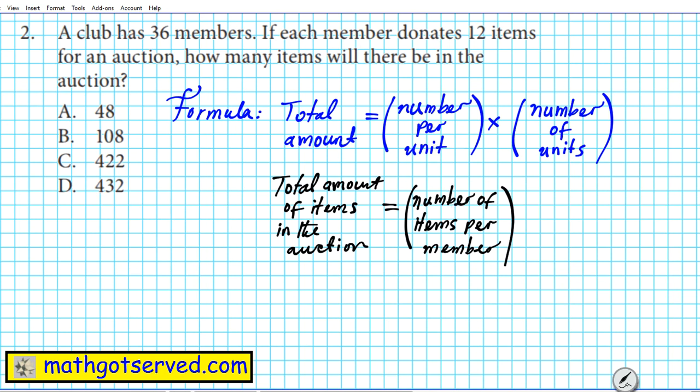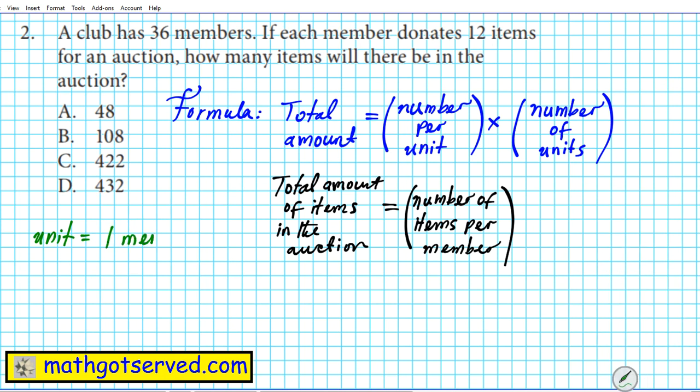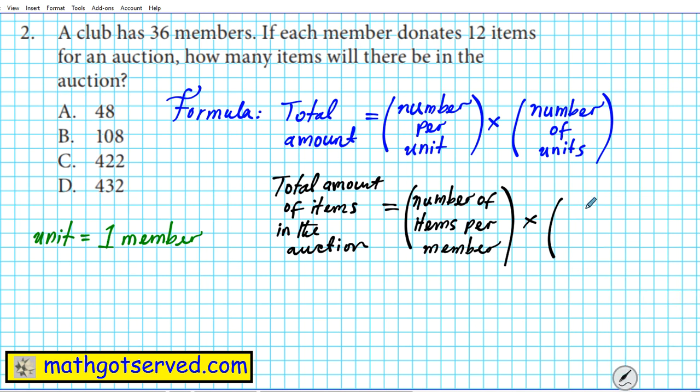So in this case, what's the unit? The unit in this particular problem is a member. So 1 unit represents 1 member. So number per unit is number of items per member. We're now going to multiply that by what? Number of units in this particular problem is number of members.